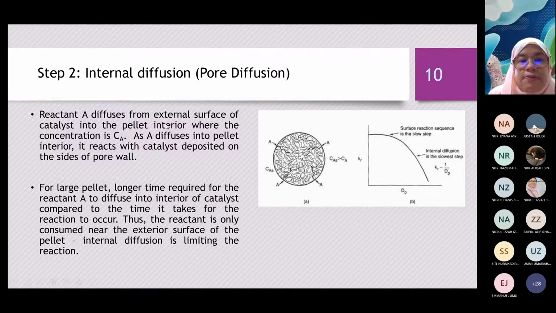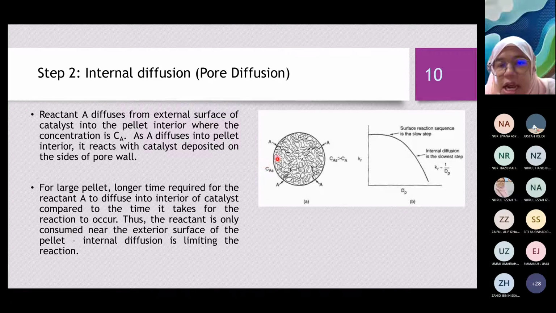Reactant A diffuses from the external surface of the catalyst into the pellet interior where the concentration is Ca. So at the surface of the catalyst, the concentration is CaS. If you look at the figure here, CaS is at the external surface, but inside the catalyst pore, the internal area of the catalyst, the concentration becomes Ca, but the concentration gradient is not too large and sometimes can be negligible. But usually the concentration of reactant at the external surface is larger than the concentration of reactant at the internal surface.